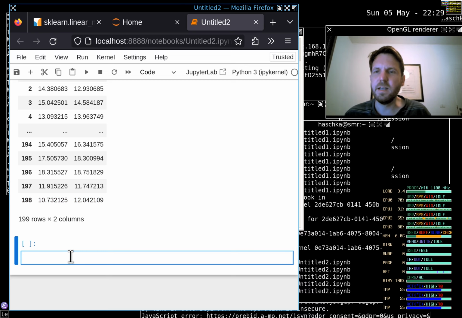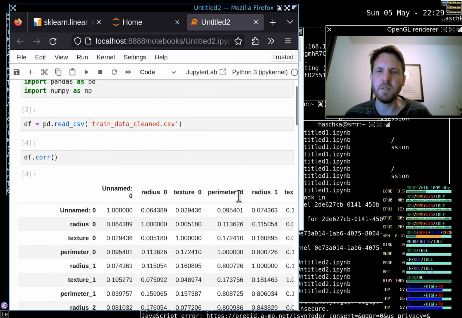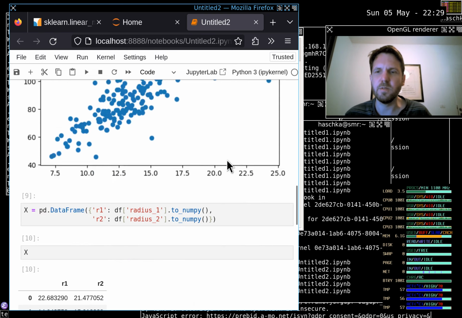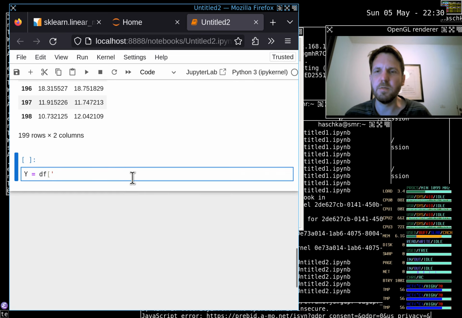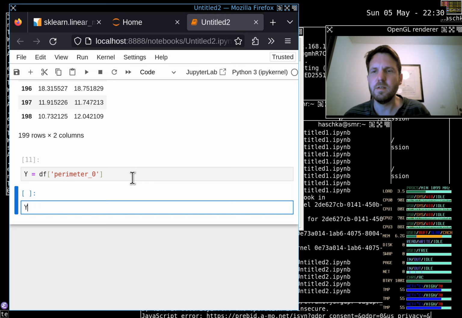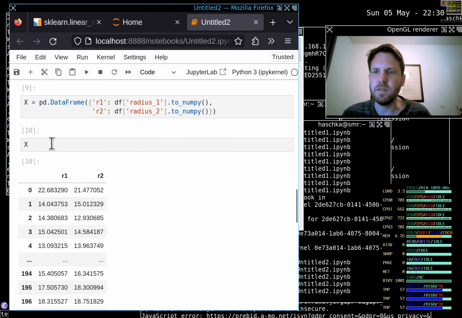So again, the y target is our data frame, basically the column, which column is it? Parameter 0. This is what we want to do. So we want to have radius 1, radius 2, and we want to predict parameter 0 from them. Okay, we have our targets here. So these are our features.